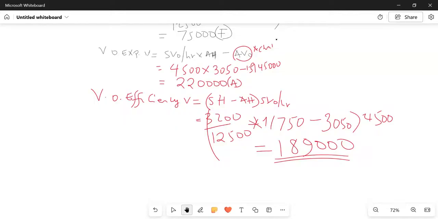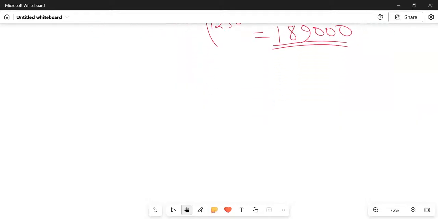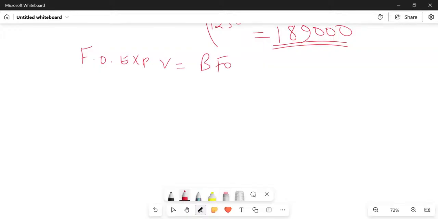So fixed overhead variances are which ones? Fixed overhead expenditure. We start with the fixed overhead expenditure, which is BFO minus AFO, isn't it? Budgeted fixed overheads minus actual fixed overheads. Is that okay? Budgeted fixed overheads minus actual fixed overheads.